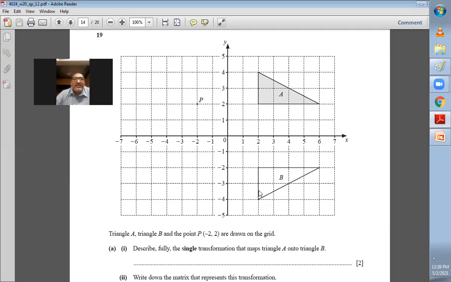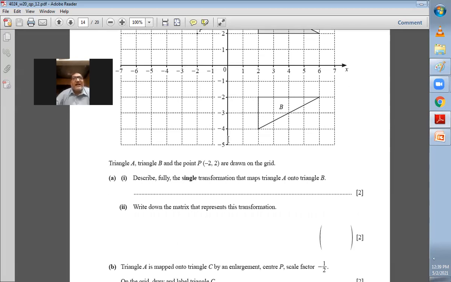When you join these points and draw the perpendicular bisector, that will be this line. And this is the x-axis, whose equation is y equals zero. So this is a reflection in the line y equals zero, or in other words, a reflection in the x-axis. This is a 2-mark question, and this is how you will describe it fully.